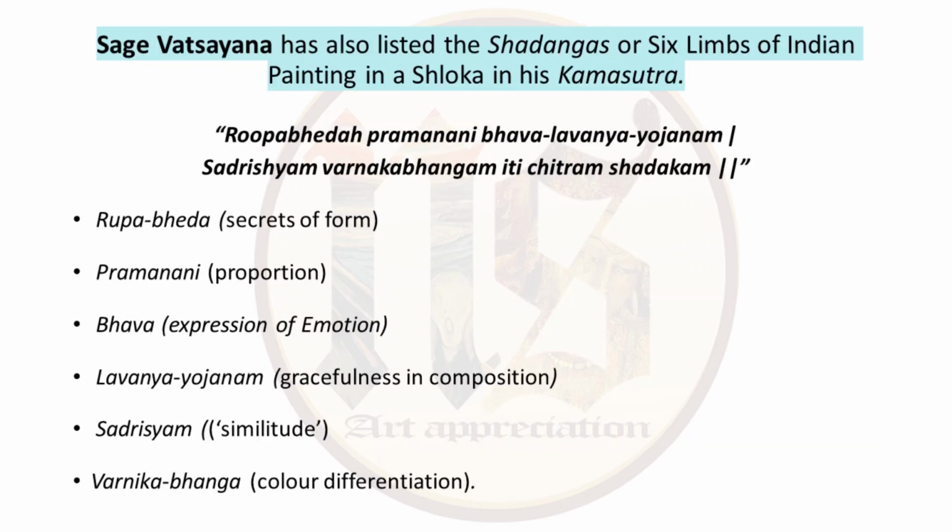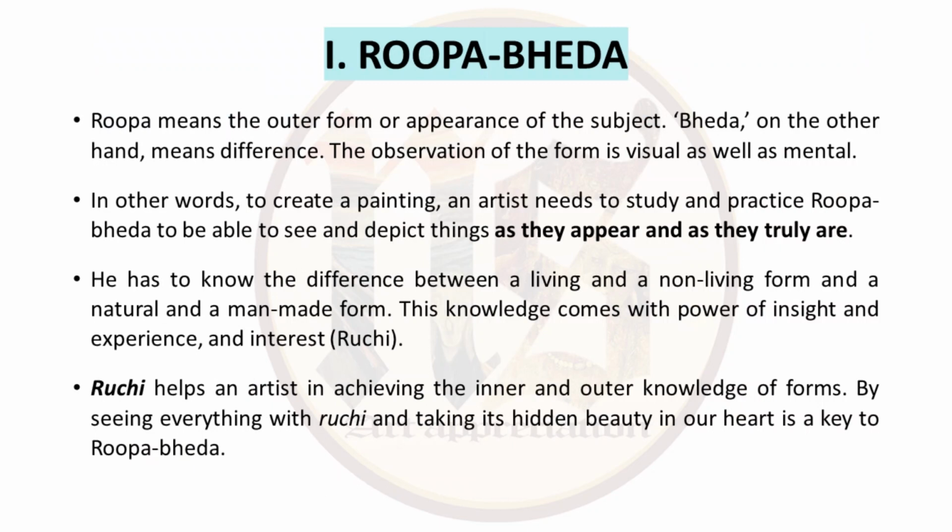The famous sage Vatsyayan, who wrote the Kama Sutra, has listed these Shadang or 6 limbs of Indian painting in a shloka. In simple words, these 6 limbs are Roop Bhed, which means secrets of form, Pramanani, which means proportion, Bhav, that is expression of emotion, Lavanya Yojanam, that is gracefulness in composition, Sadrishyam, that is similitude or resemblance, Varnika Bhang, that is color application or differentiation of colors. Most of them we have covered in Principles of Art, but now we'll try and learn them according to Indian aesthetics. First is Roop Bhed.